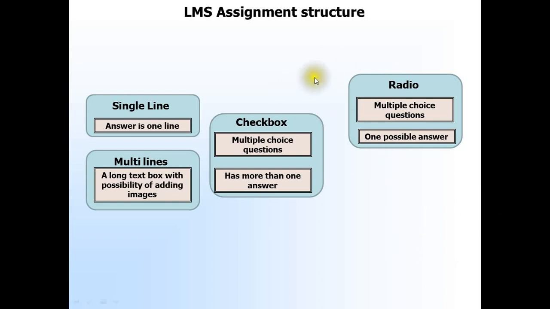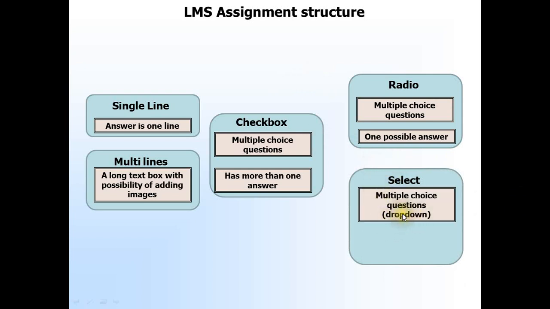And the last type of question is a select, where you have a drop down. A drop down is also a multiple choice question, where you have a drop down of answers, but only one possible answer, like the radio button. So please, you need to master these 5 types of questions, because they are the ones we are going to use when we'll be building our assignment.